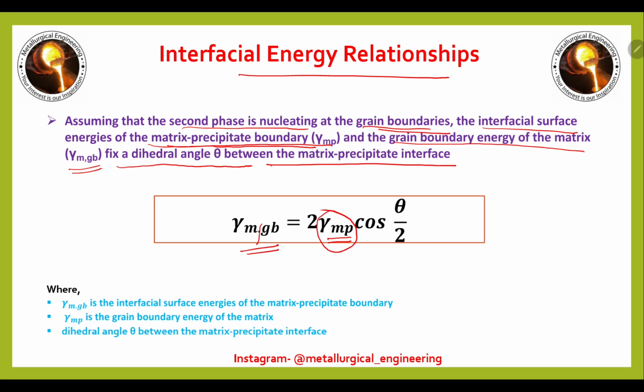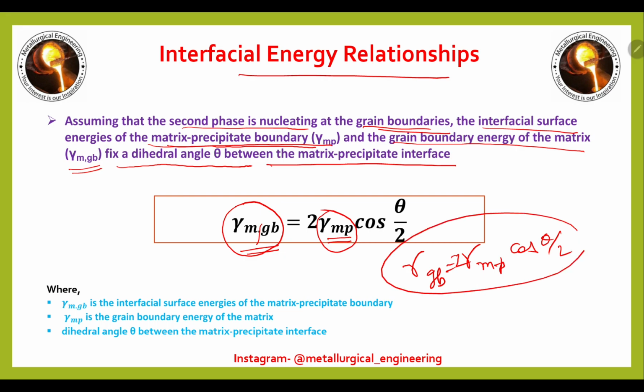This is the surface energy for the matrix precipitate. This is the surface energy of the matrix and grain boundary. So gamma GB is equal to 2 gamma MP cos theta by 2. The formula will be like gamma of GB is equal to 2 gamma matrix precipitate surface energy cos of theta by 2. So directly we can put the values and we can get the answer. So this gamma GB is the grain boundary energy of the matrix, and gamma MP is the interfacial surface energy of the matrix precipitate boundary. Theta is the dihedral angle between the matrix precipitate interface.